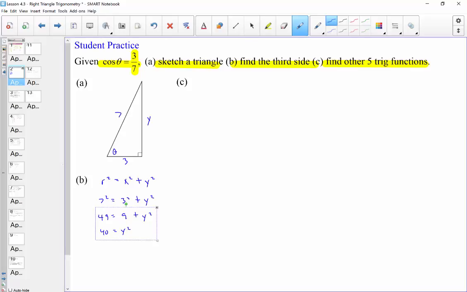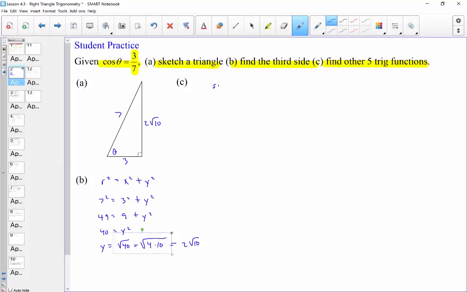Now we're going to take the square root of both sides in order to solve for y. So y equals the square root of 40, but we can simplify that further. The square root of 40 is equal to the square root of 4 times 10. And the square root of 4 is equal to 2. So we can say the square root of 4 times 10 equals 2 times the square root of 10. So we've now solved for y, which is 2 times the square root of 10. Now we have all 3 sides of our triangle, and we can find our 6 trigonometric functions.